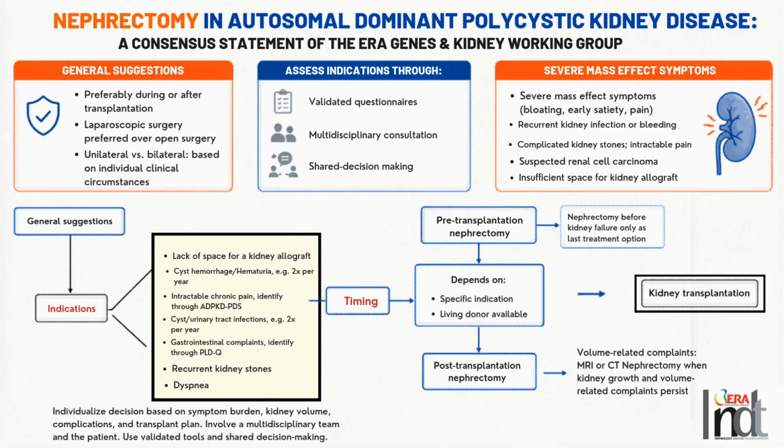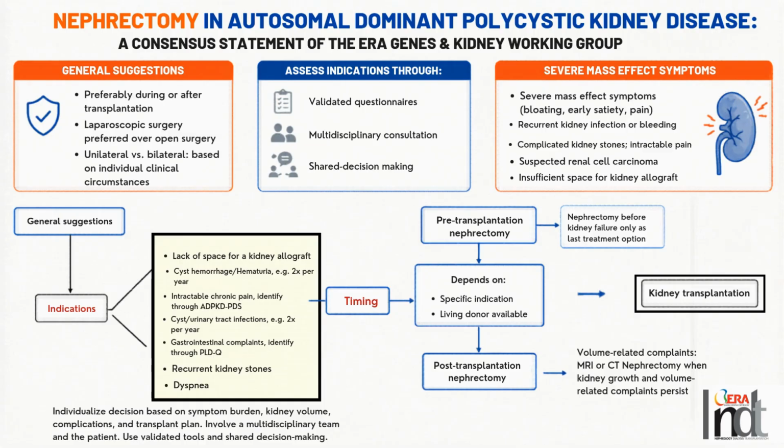Significant GI symptoms due to mass effect, which can be quantified using tools like PLDQ. Recurrent kidney stones, dyspnea from mass effect, and overall symptom burden. There are also red flag situations that push us more strongly toward intervention. These include several mass effect symptoms, as we mentioned, recurrent infection, bleeding, complicated stones, and suspected renal cancer. And of course, when there is simply not enough space, as we mentioned, it's the first reason.